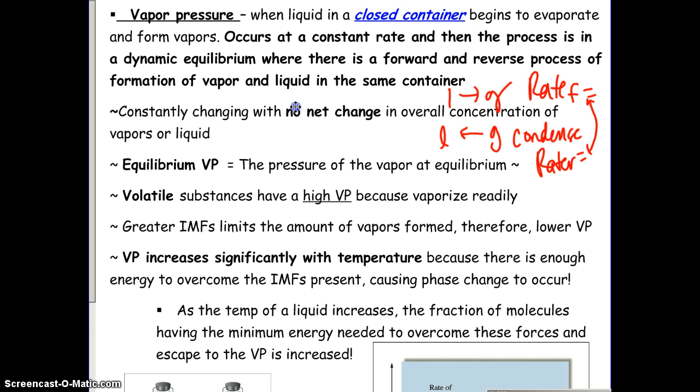There's no net change overall in the concentration of the vapor present or the liquid present. The equilibrium vapor pressure is the vapor pressure that we speak of when we say quote-unquote vapor pressure. Back to the word volatility. High volatility means that you don't have very good intermolecular forces, so you can create that vapor really easily.